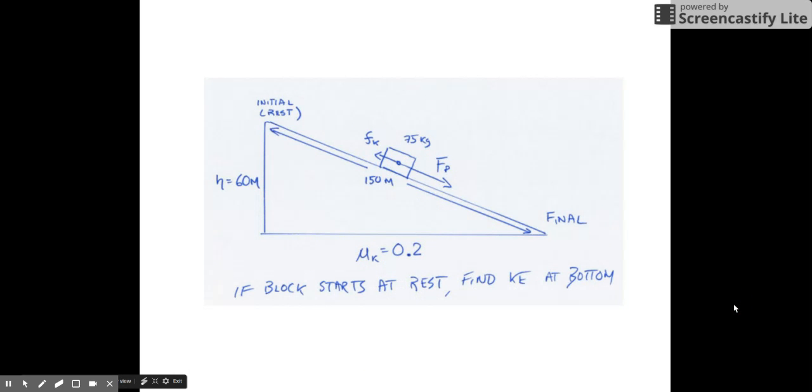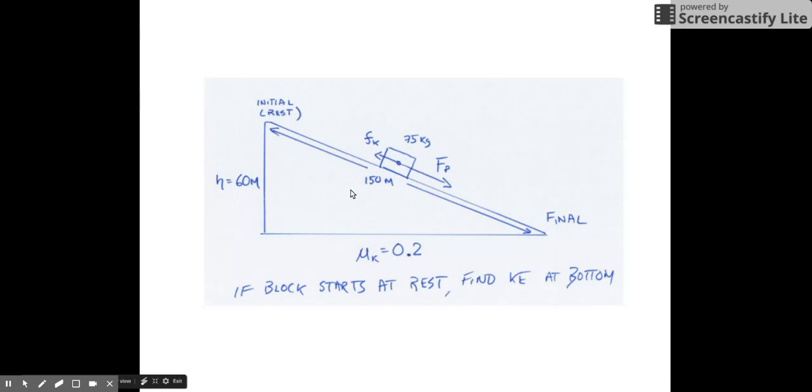Okay, so let's take a look at an example just so that you can be comfortable with how this works. This is an example where we have an object which is going to slide down an inclined plane. It's a 75 kilogram object. It's going to have kinetic friction acting on it, and it's going to have a parallel force acting on it too.